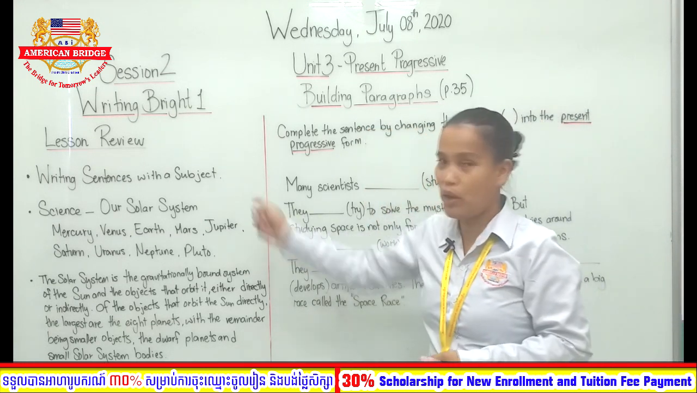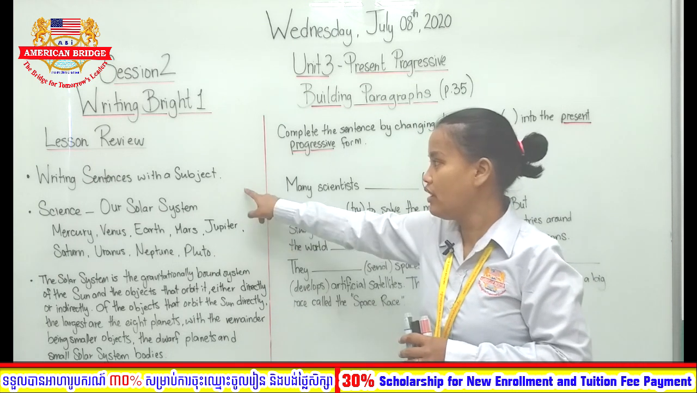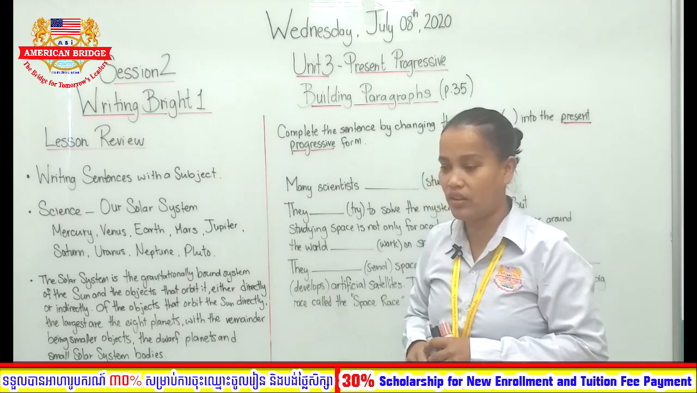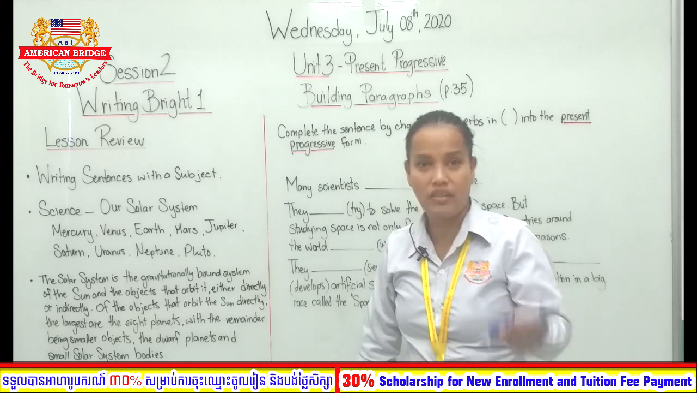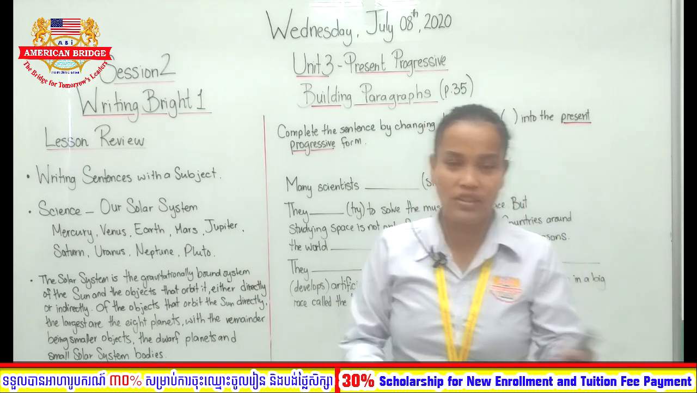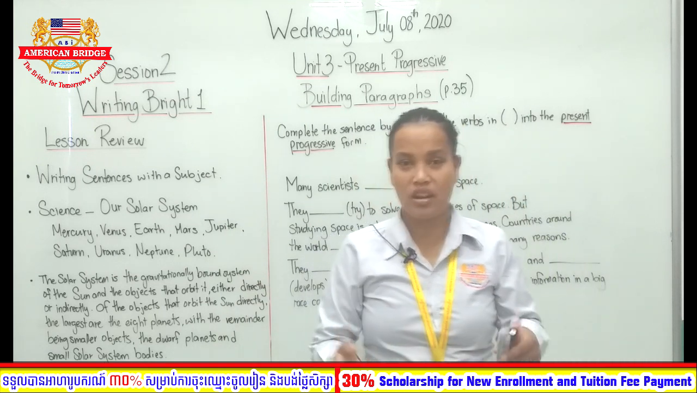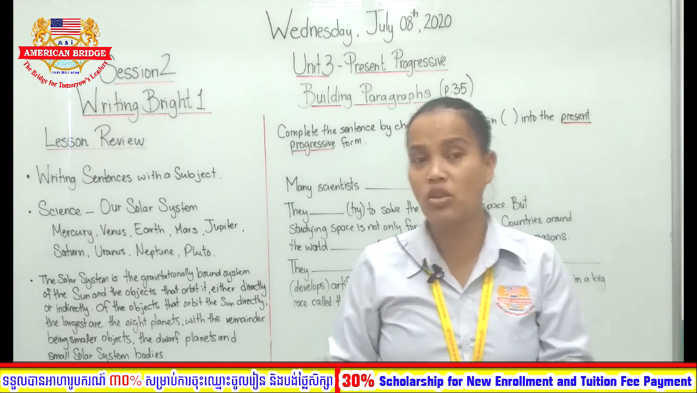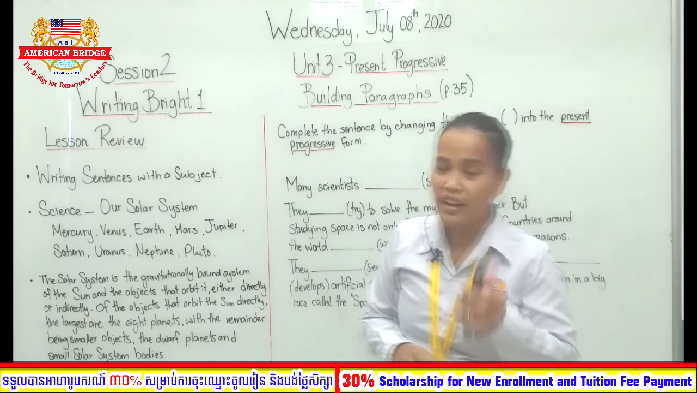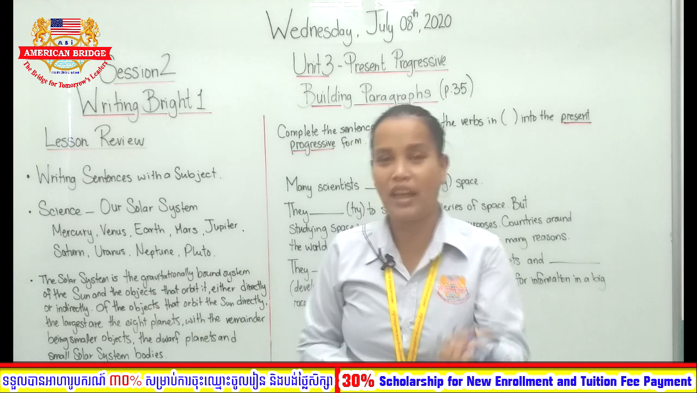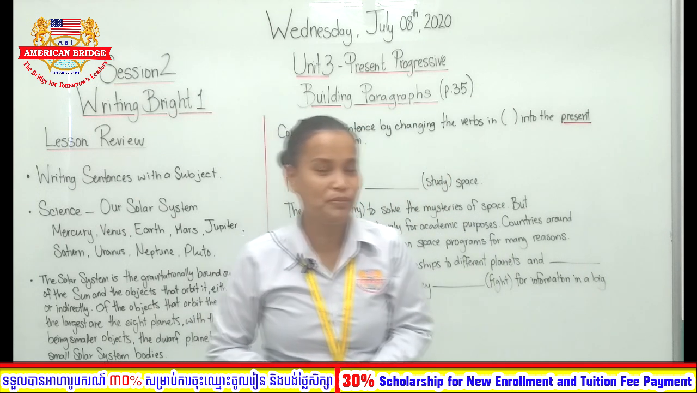So with Writing Bright 1 last week, we did writing sentences with a subject. Okay, so that was a title. But instead, we were doing science as well. So in our science class, we did about our solar system. Now, do you guys remember how many planets there are in our solar system?